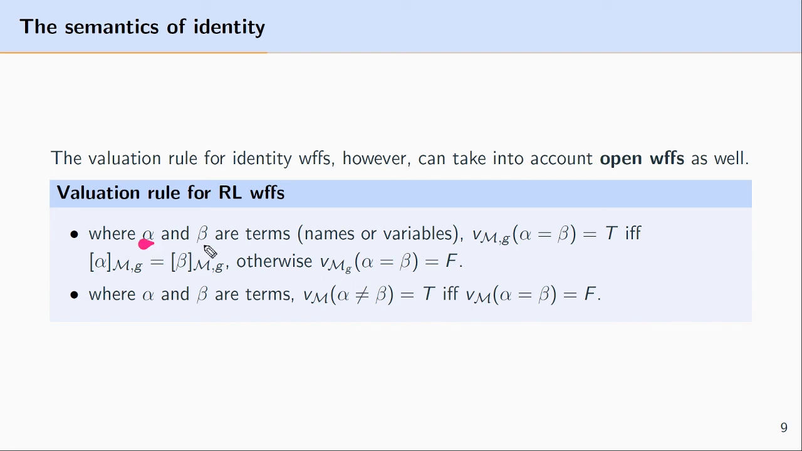So again, let's let alpha and beta be terms, but in this case, rather than letting them simply be names, we'll also allow them to be variables. Here we're going to define a valuation function, not simply relative to a model, but relative also to a variable assignment, which is an assignment of items in the domain to particular variables. And so we say that alpha equals beta is true if and only if the denotation of the term alpha relative to the model and the variable assignment is the same as the denotation of the term beta relative to the model and the variable assignment. If this is not the case, then the valuation relative to the model and the variable assignment is false for this particular formula. And similar to the other valuation function, the formula alpha does not equal beta is true relative to the model and the variable assignment if and only if alpha equals beta is false.